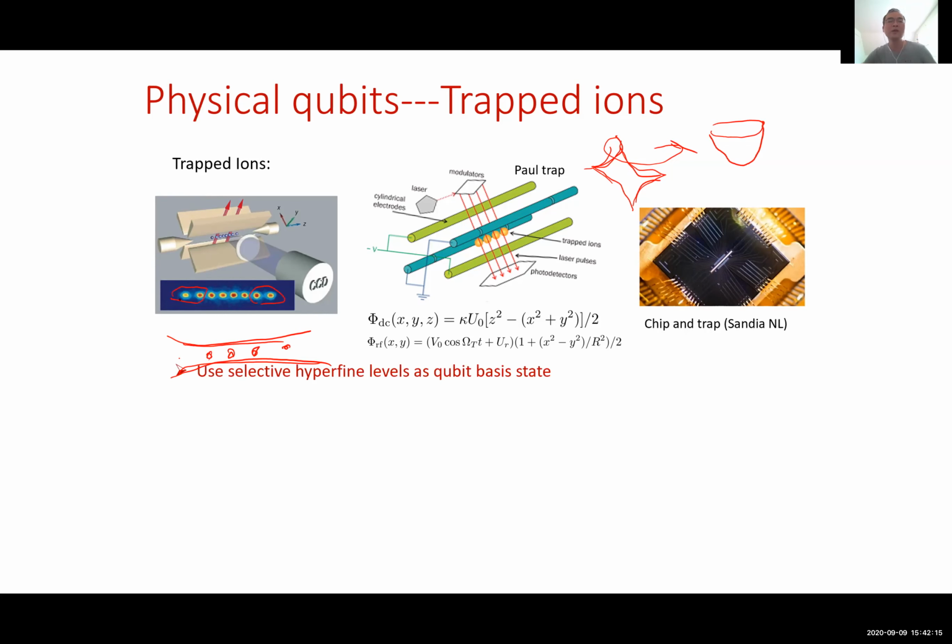So the way they encode qubit is you use some levels called hyperfine levels as qubit states. How many of you have heard of hyperfine levels? Maybe you can raise your hand.